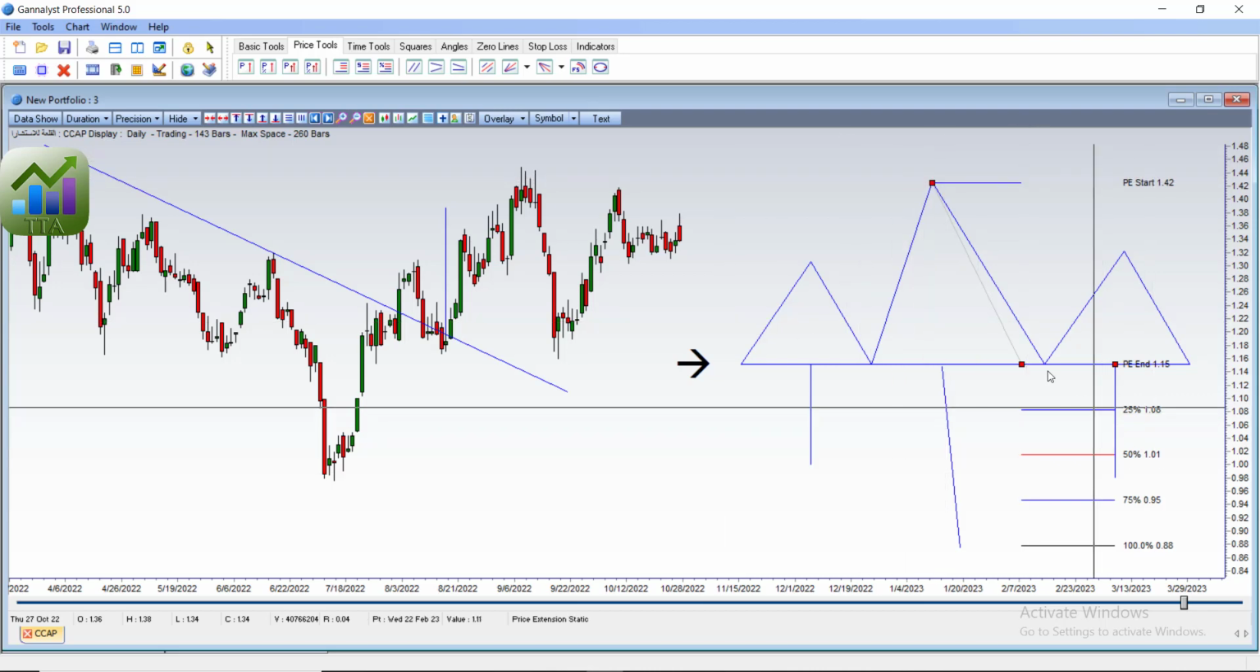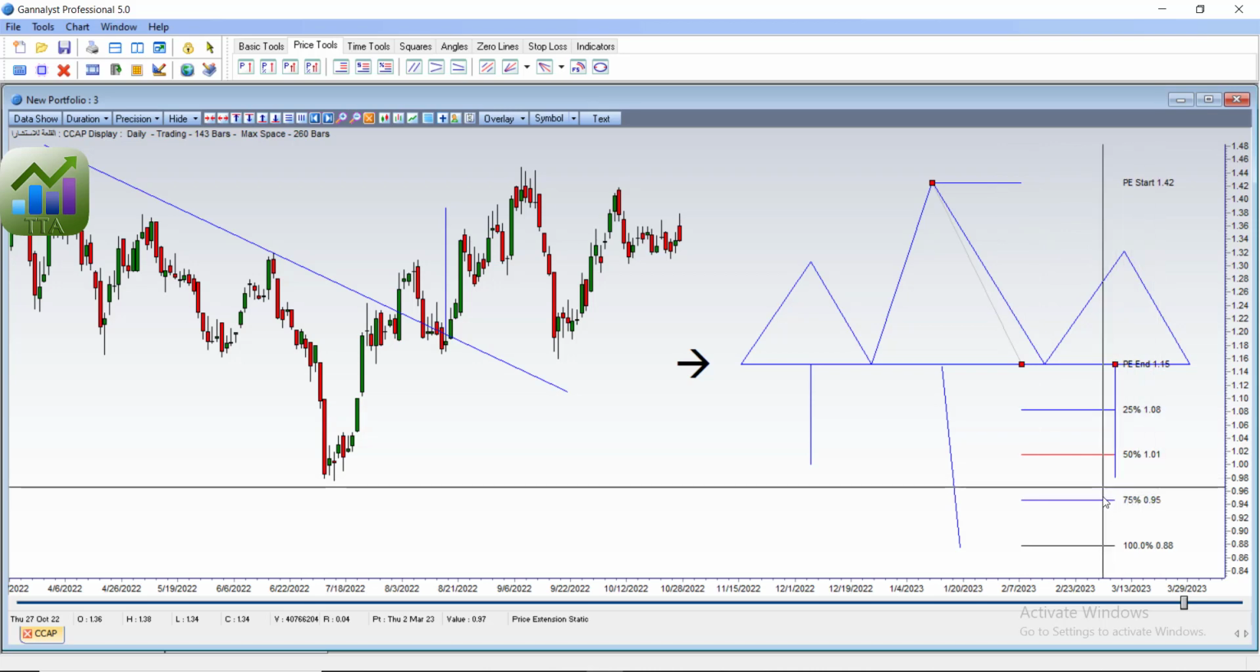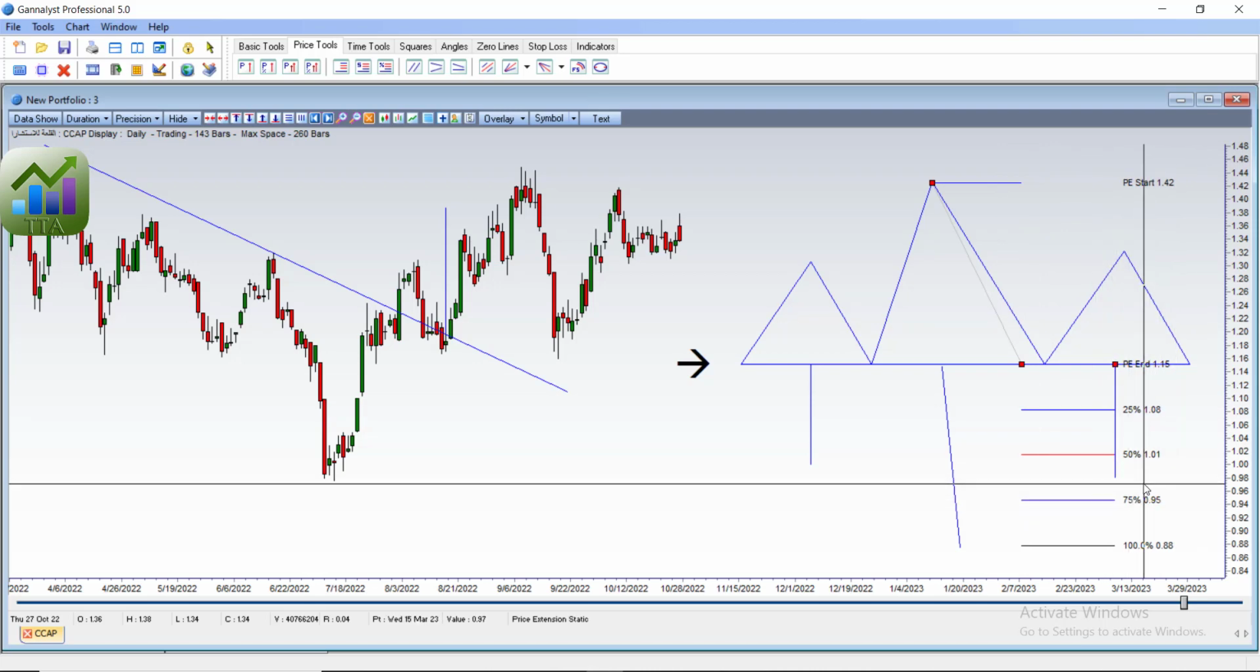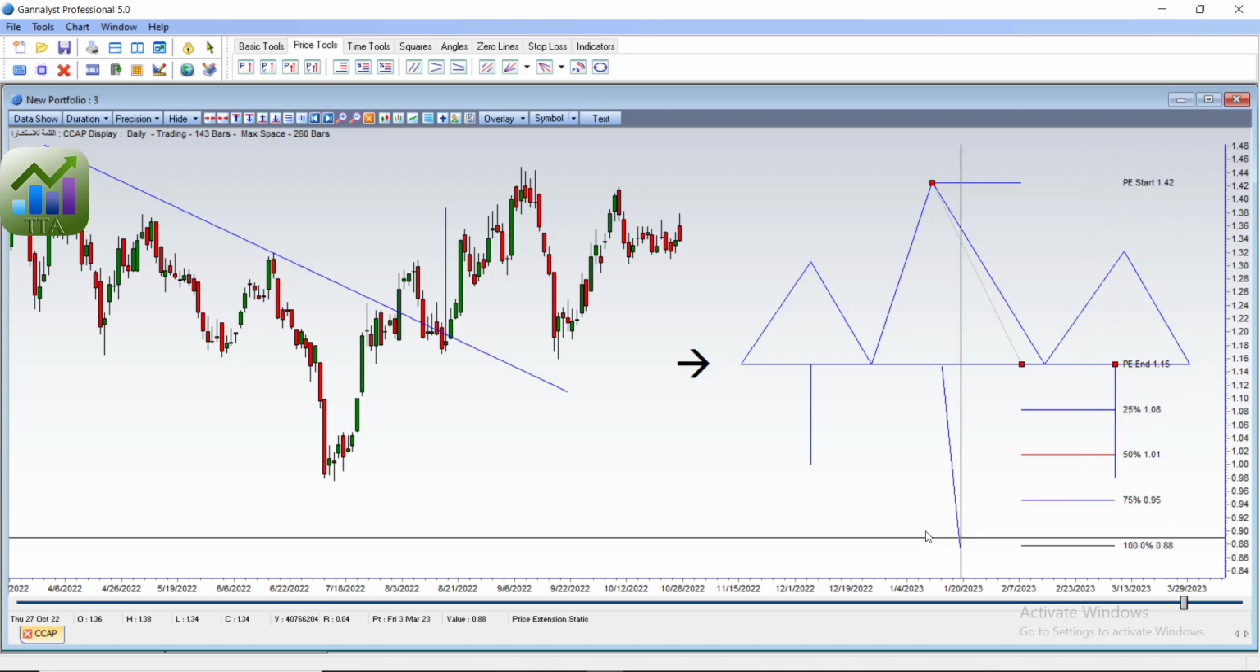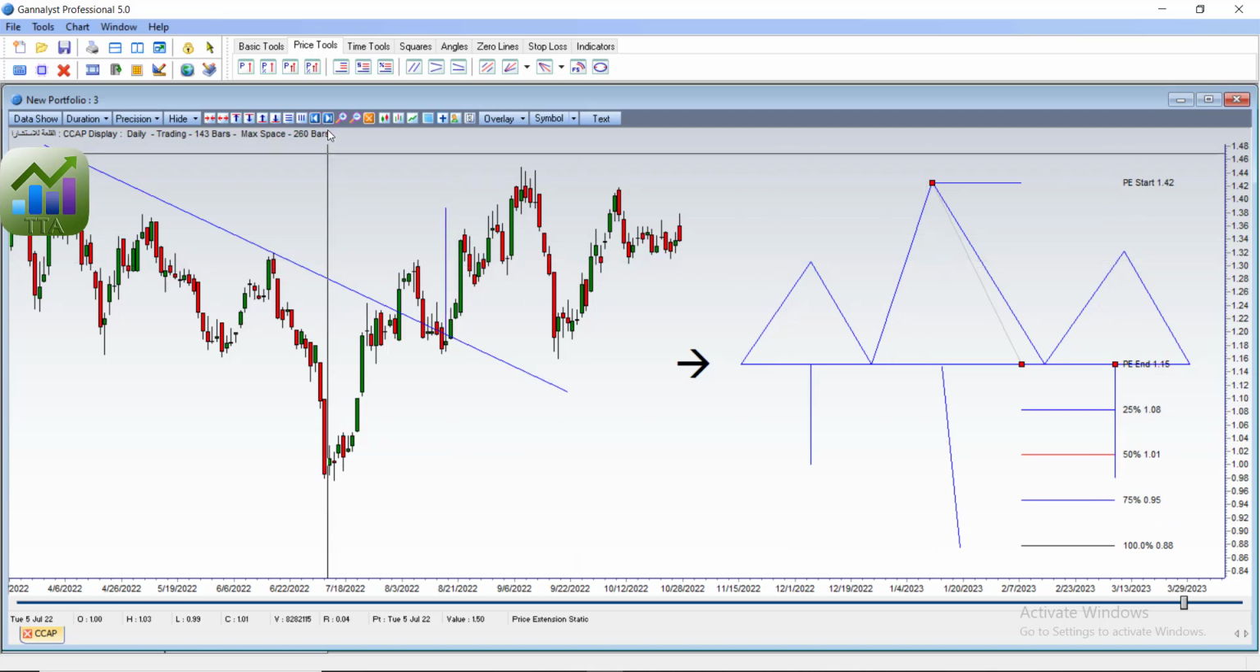In the bottom, you will buy. Okay? And when the price breaks this level, for example, that means you will wait and monitor the next level. Okay? And the same in the opposite direction. So this is the tool, price extension.